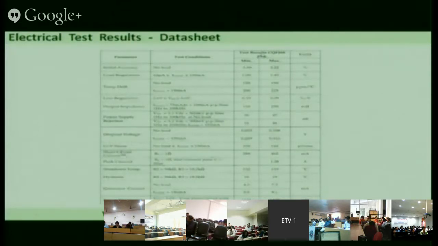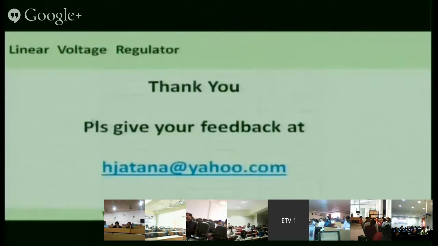Short circuit current is 460 milliampere. Peak current is 1.28 ampere. Shutdown temperature is 140, hysteresis is 20 degrees. Quiescent current is 7 milliampere. Power dissipation is 1423 milliwatt, meaning 1.4 watt. So it consumes 1.4 watt of power. All these results are given here, and this is the complete design of the linear voltage regulator.